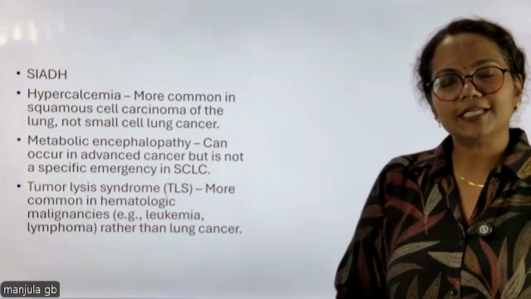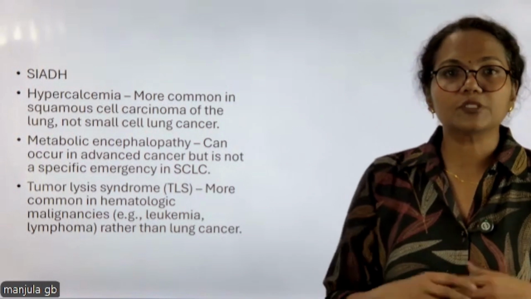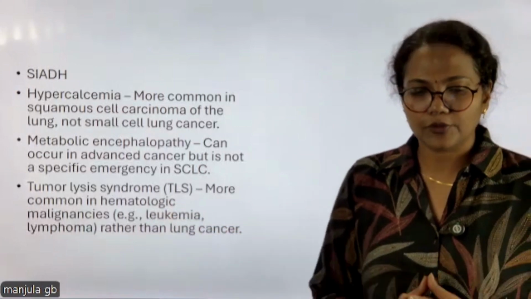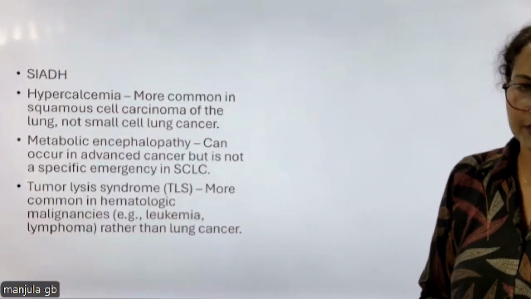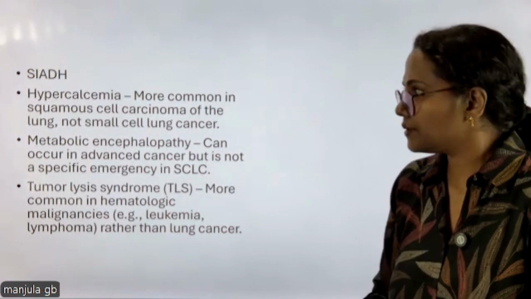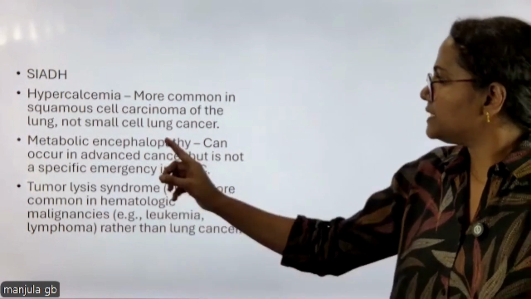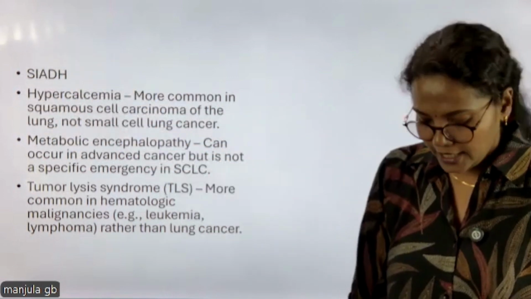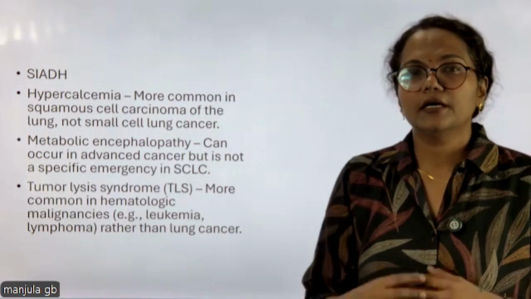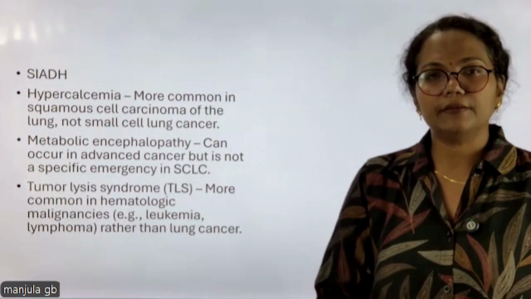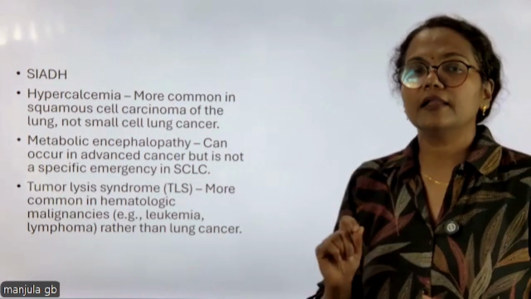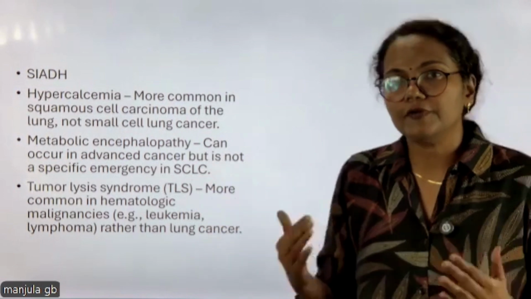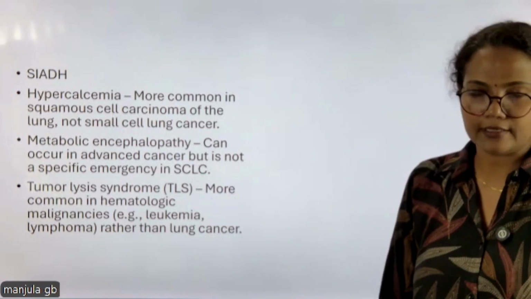Then how about tumor lysis syndrome? Tumor lysis syndrome is mostly seen in hematologic malignancies like leukemia, lymphoma, etc., rather than lung cancer. Okay, so please understand that syndrome of inappropriate antidiuretic hormone is the metabolic emergency that can happen in patients with small cell lung cancer. All the other things are not very specific about small cell lung cancer.